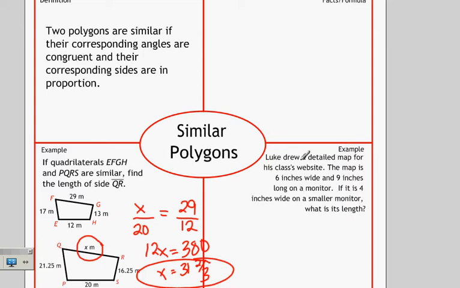Looking at example 2, Luke drew a detailed map for his class website. This map is 6 inches wide. So I'll draw a picture here. 6 inches wide, 9 inches long on a monitor.